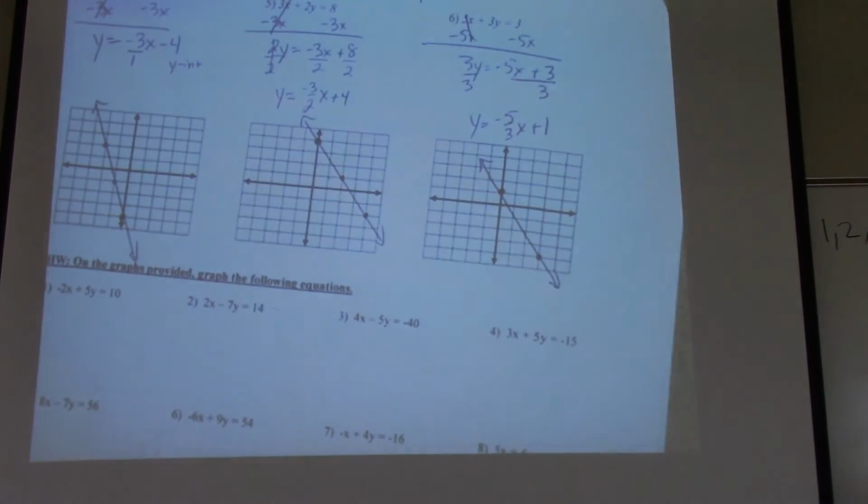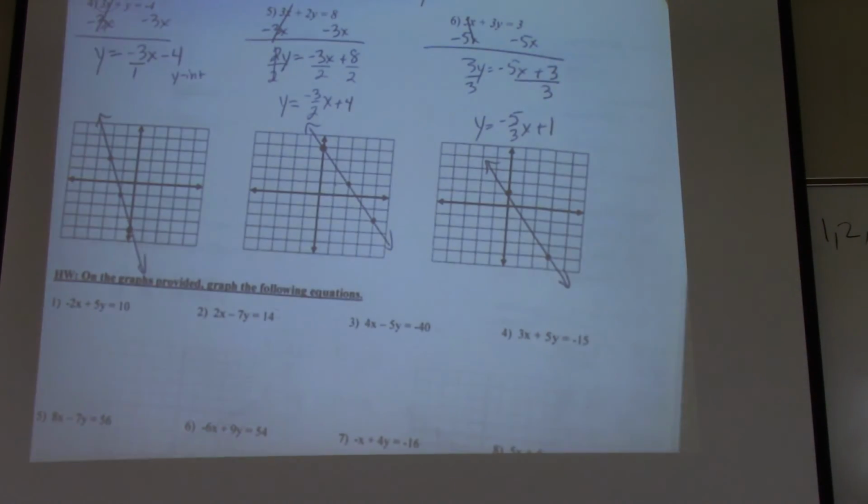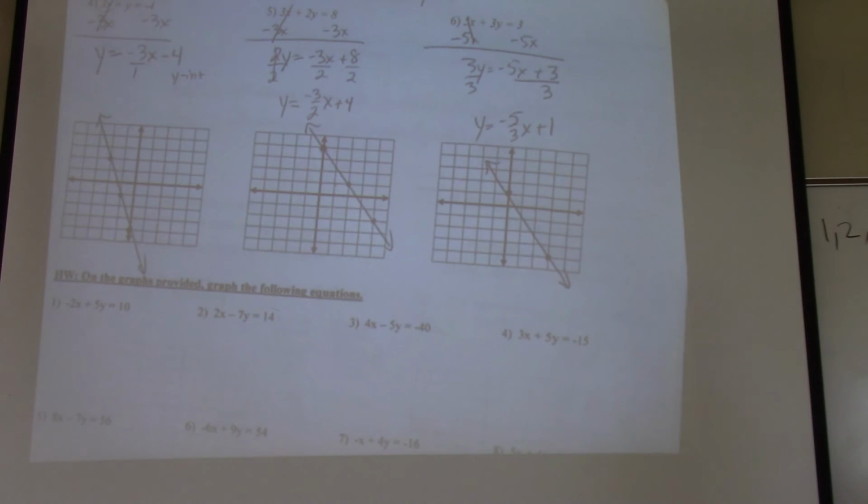Now, what do you notice about all three of those graphs? The corner, right? They're all going from left to right. They all look like they're going downhill, right? Anybody tell me why?